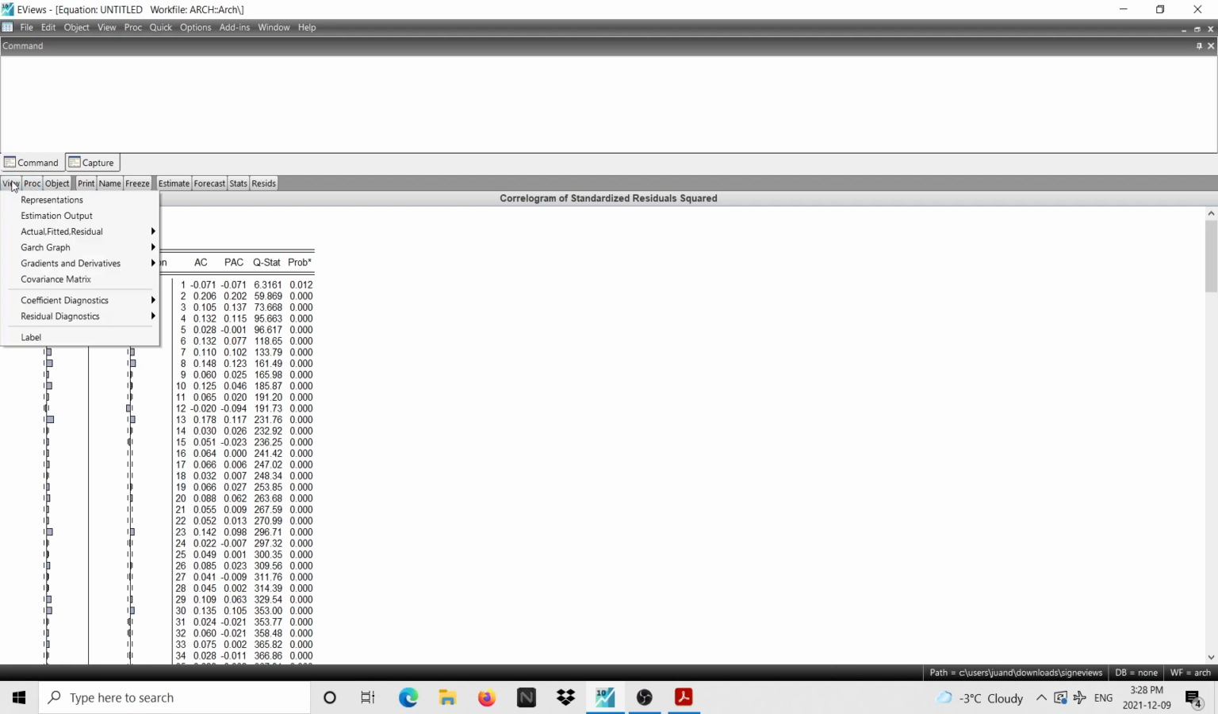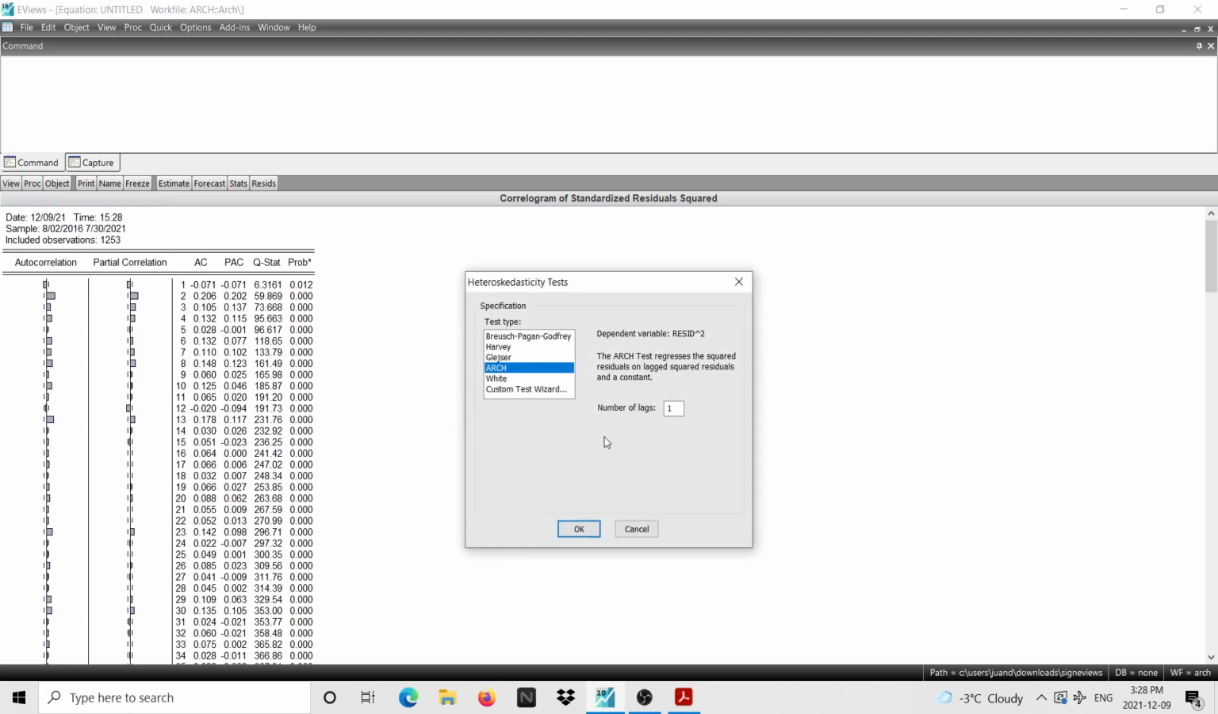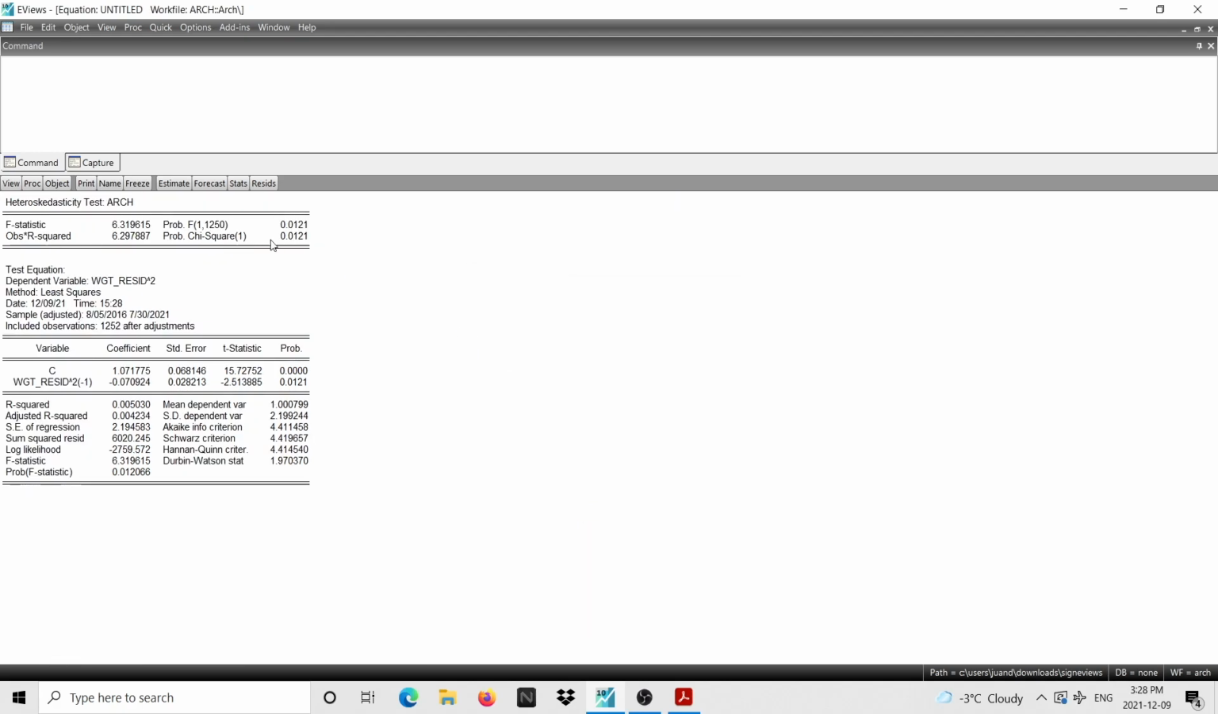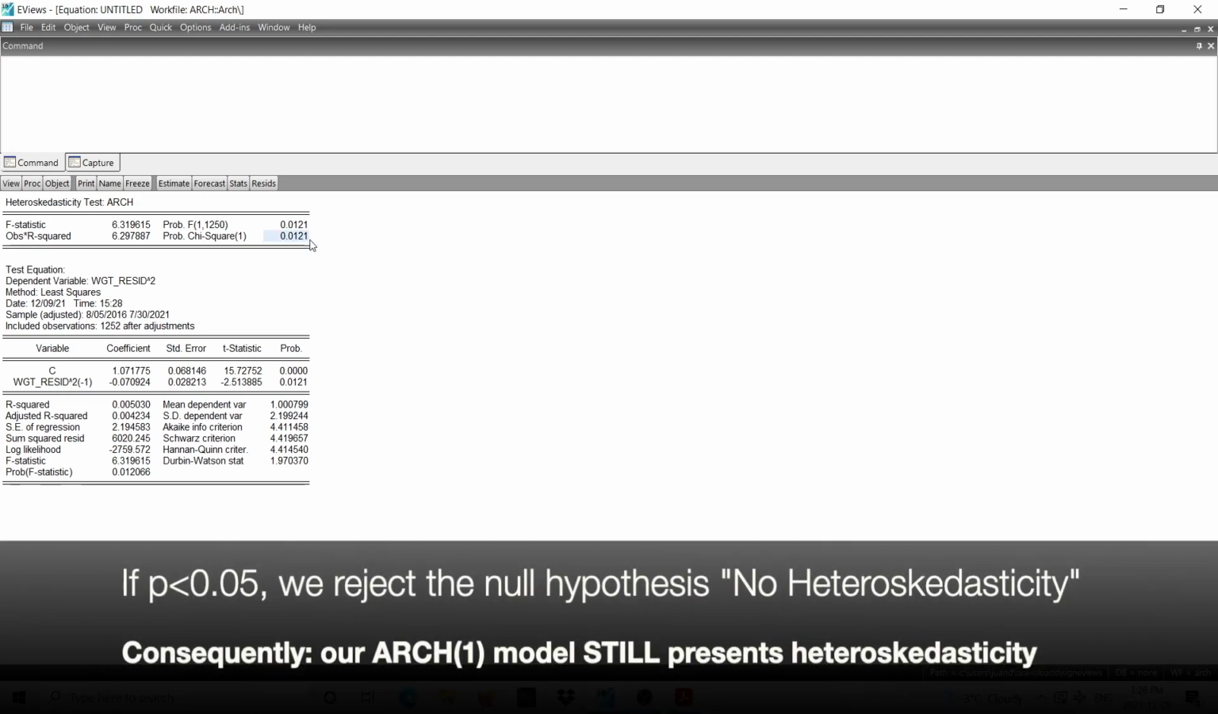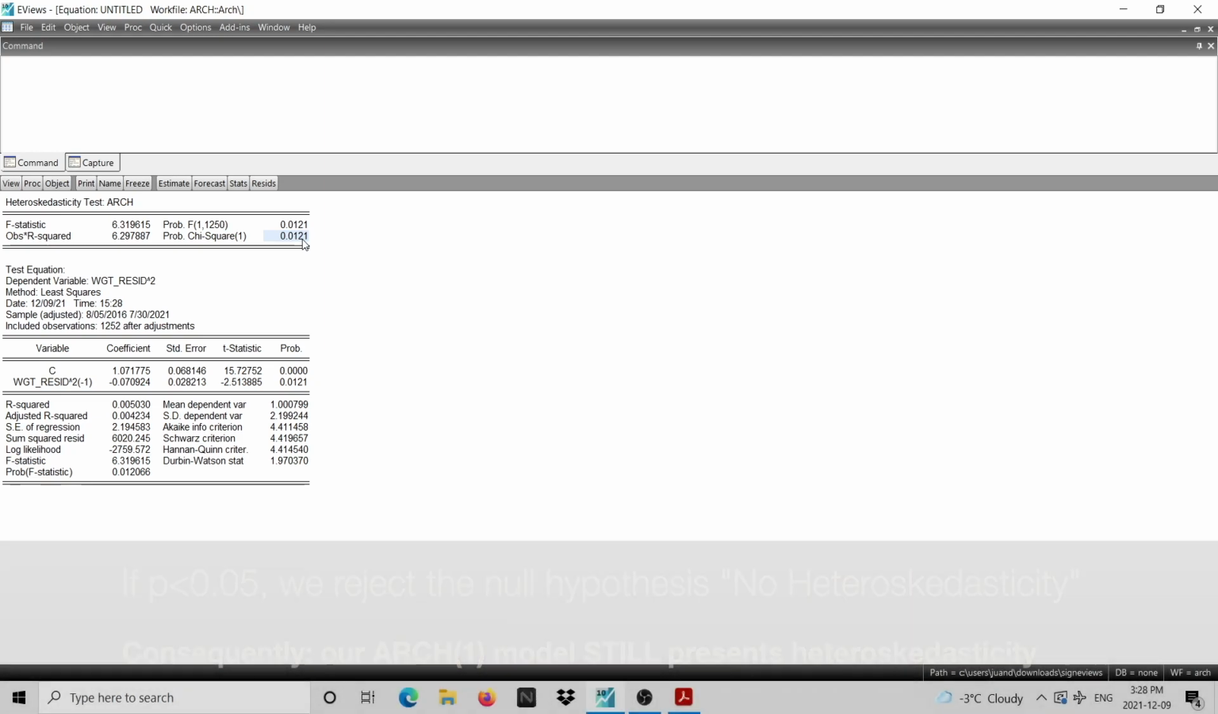Let's do the formal test. We can go into Residual Diagnostics, do the ARCH test, and let's go with the ARCH heteroskedasticity test with one lag, because that's how many lags we included in our ARCH model. And we can see that the p-value is smaller than 0.05. Remember that the null hypothesis is that there is no heteroskedasticity, so we are rejecting that hypothesis. We are saying in this case that we are still in the presence of heteroskedasticity.